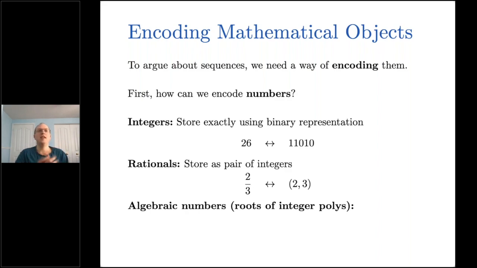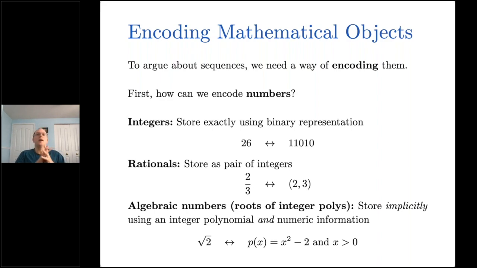Now, something that's more interesting is to look at the set of algebraic numbers. These are the roots of polynomials with integer coefficients. Here we can store algebraic numbers implicitly. So instead of storing it exactly or explicitly, for instance, using binary representation, we store it implicitly using a polynomial that it's a root of and some extra information.